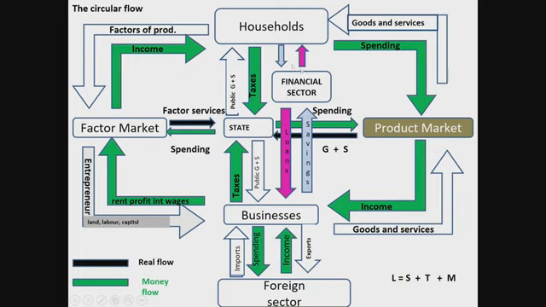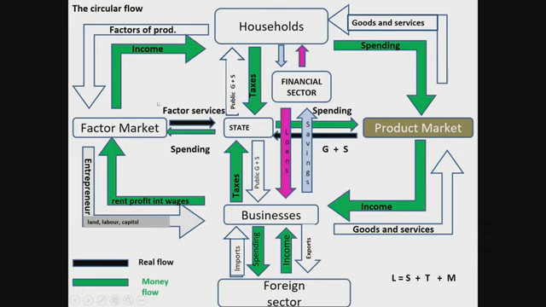And as you know, your households sell their factors of production via the factor market to the businesses. And these factors of production are entrepreneurship, land, labor, and capital. And then the business uses these factors of production in order to produce the goods and services which they sell via the product market to the households again. So what we're looking at there is what we call our real flow, right?